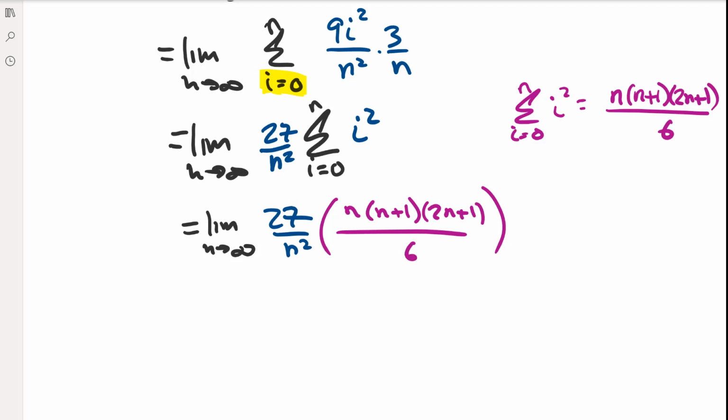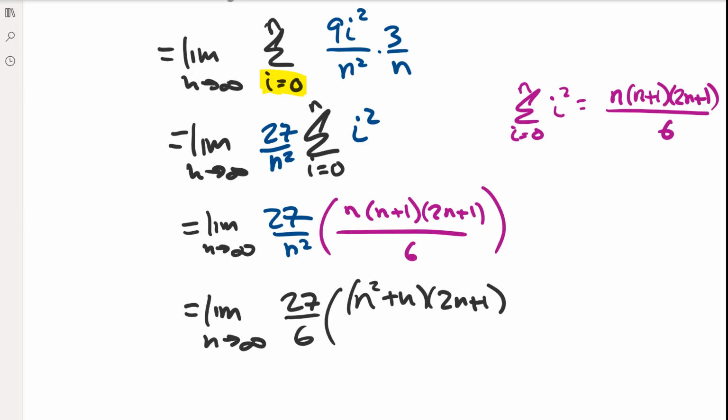Cool. Now that we have it, let's clean it all up and see what we have. Oh, look at that, we're doing a limit problem. So let's get the 27 and the 6 out to the front. We'll reduce that in a second. What do we got here? When you expand all this out, that's going to be an n squared plus n times our 2n plus 1 all over n squared.